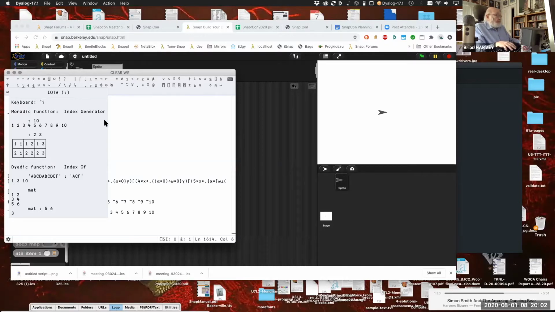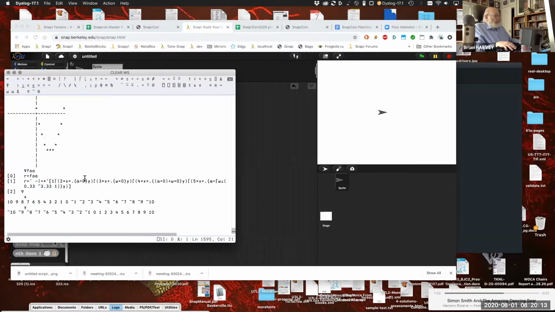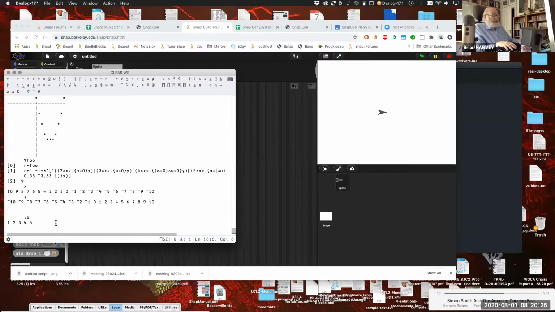Not to be confused with backslash. This is back quote. So I'm going to come back down here and say iota 5. And that's numbers from 1 to 5. Okay.